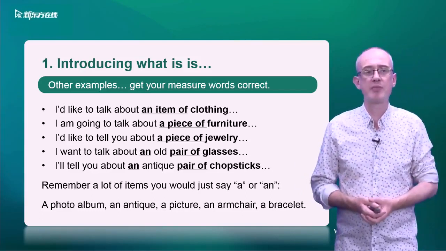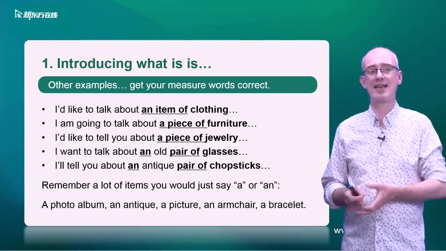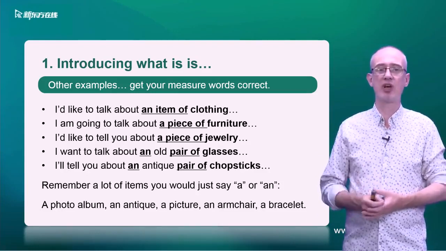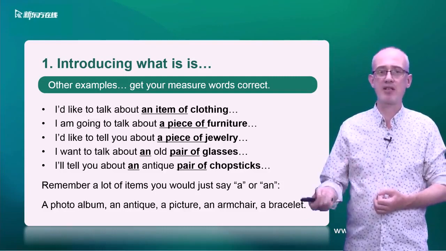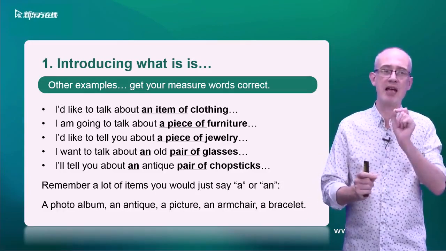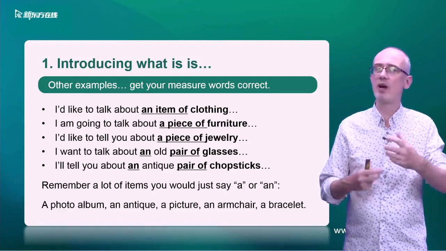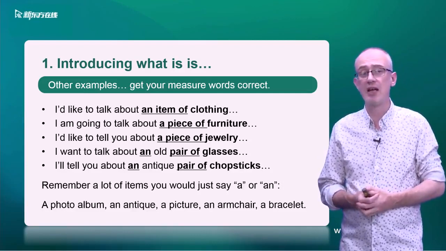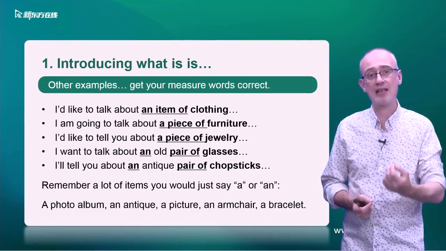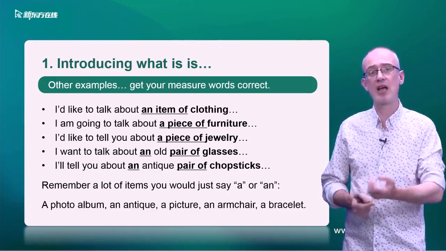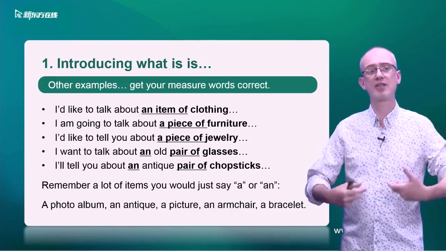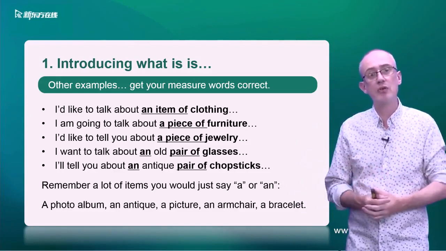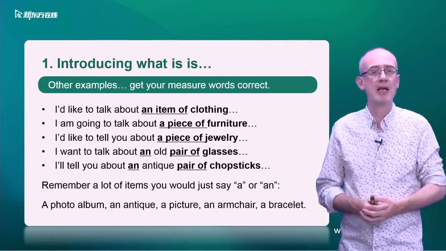Remember, a lot of items you would just say a or an. A photo album, an antique. A picture, an armchair. A bracelet. Remember to pronounce the N in an. Otherwise it doesn't sound very good in English and you can actually cause misunderstandings. An antique. An armchair. So practice the final N combined with obviously the beginning of usually a vowel beginning with A.